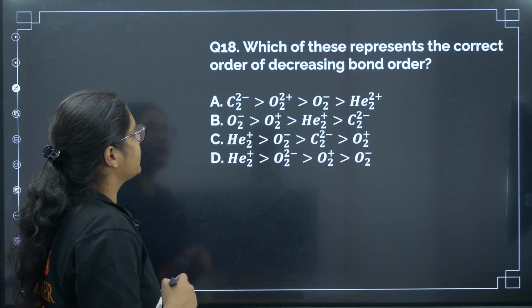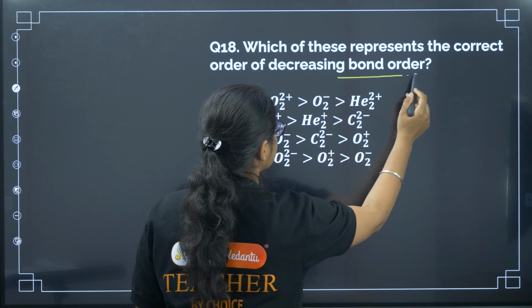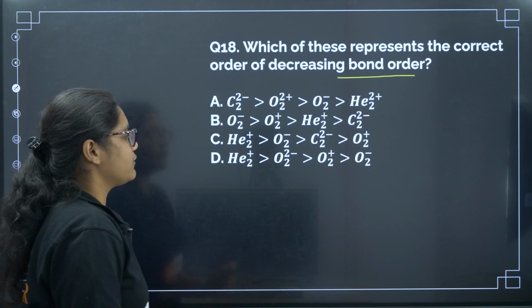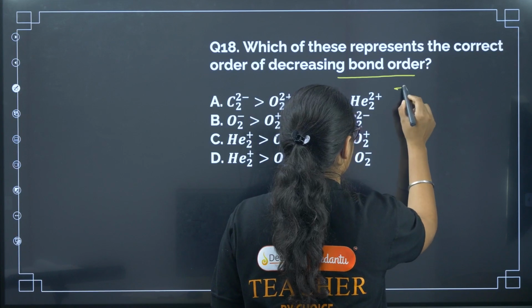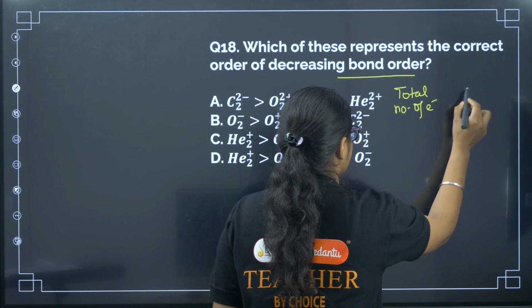Next, which of the following represents the correct order of decreasing bond order? So calculation of bond order we can easily do. You have to remember one table here. Here you have to mention the total number of electrons and here it is bond order.